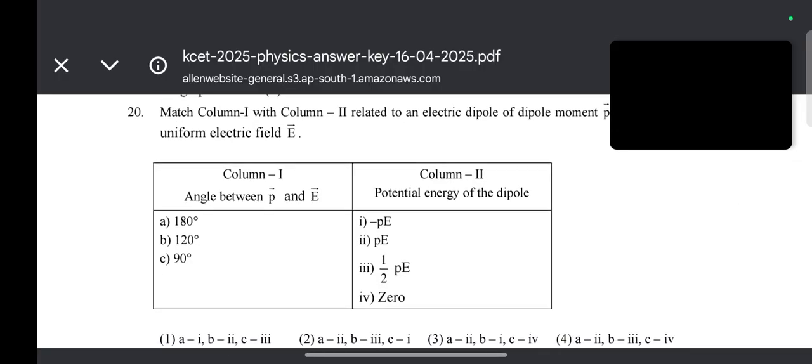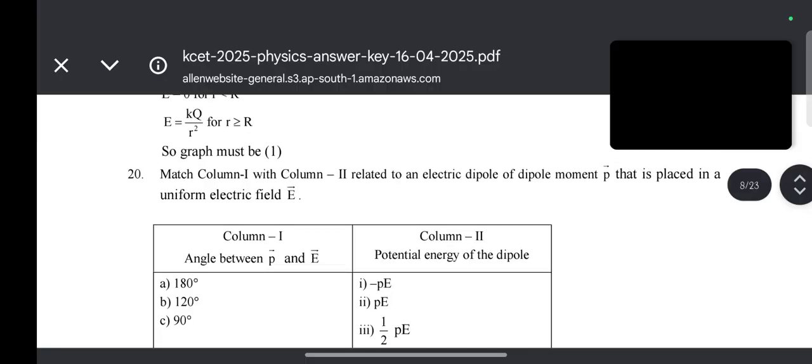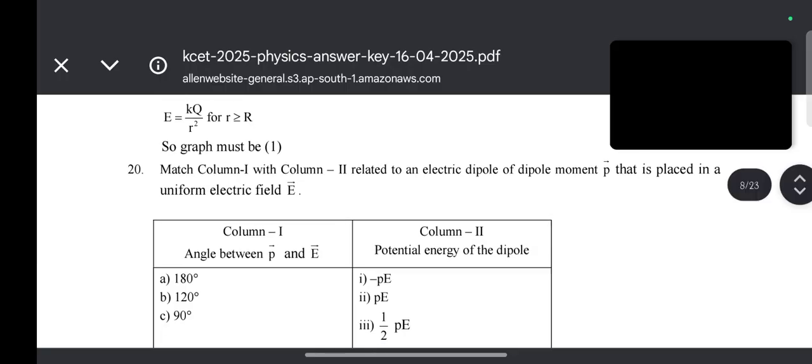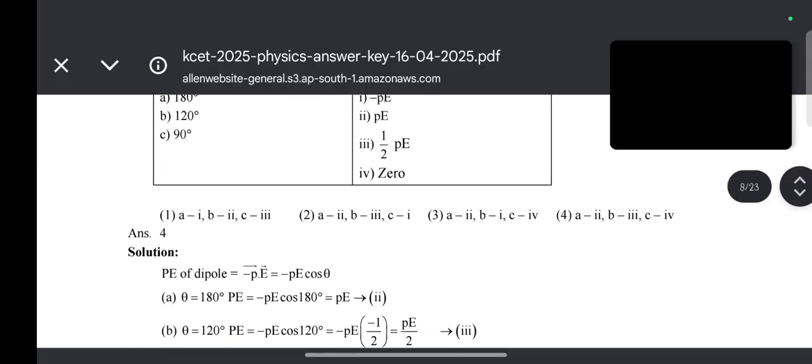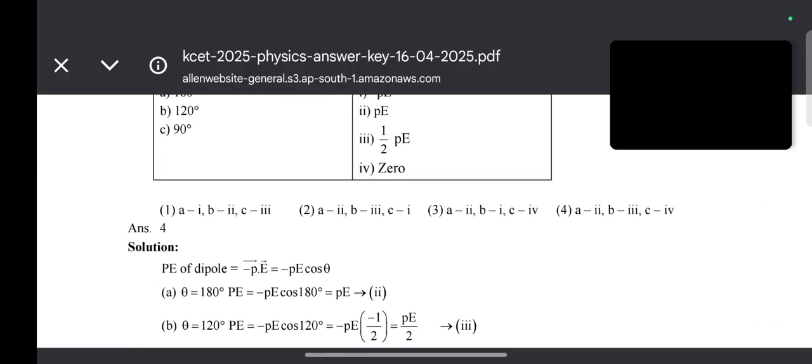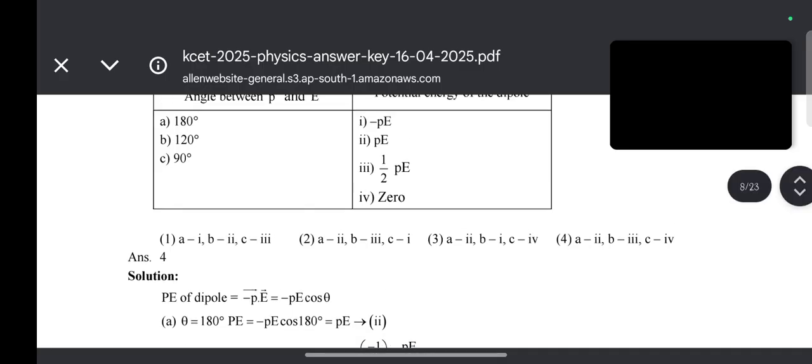So next, 20th question. Match column 1 and column 2 related to an electric dipole of dipole moment P that is placed in a uniform electric field E. Column 1: angle between P and E. Column 2: potential energy of the dipole. 180 degree, 120 degree and 90 degree; minus PE, 1 by 2 PE, 0. The first option is A to 1, B to 2, C to 3. The second option is A to 2, B to 3, C to 1. The third option is A to 2, B to 1, C to 4. The fourth option is A to 2, B to 3, C to 4.